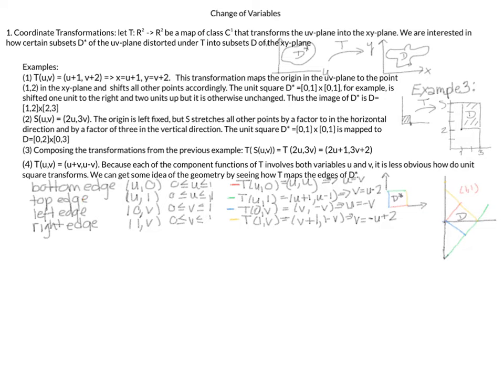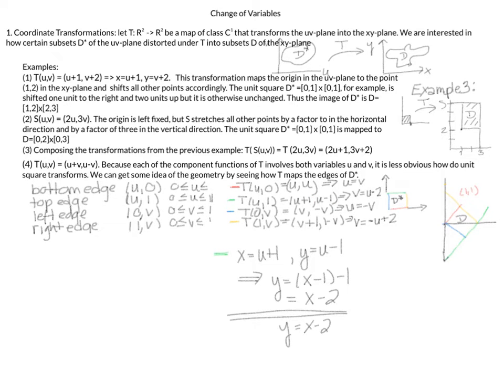Then the top edge, where u is going from 0 to 1 and v is equal to 1, over here in green. I can plug this into my transformation. So if I put (u, 1) into the transformation, I get u plus 1, and I get u minus 1.